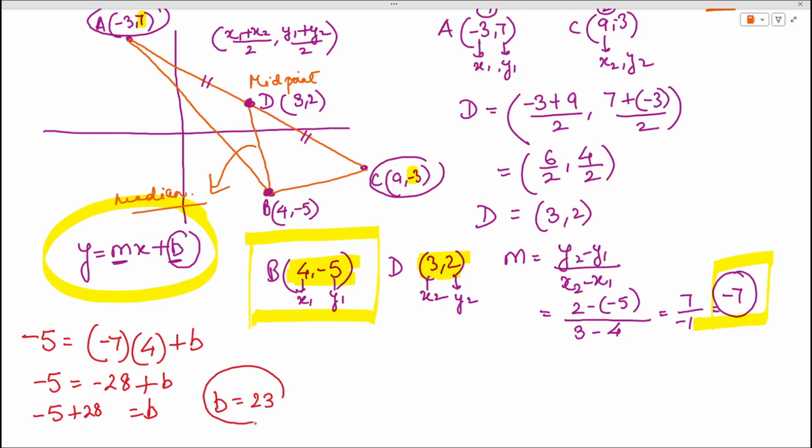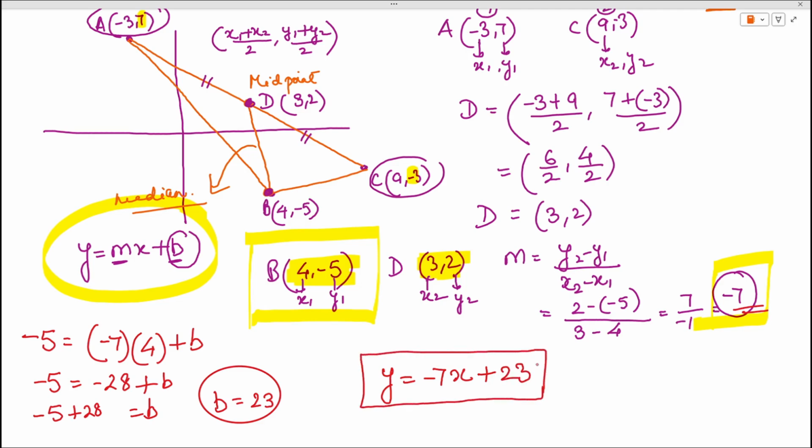We've got the value of b also, and we already had the value of m. So the equation of our median becomes y is equal to m, which is negative 7x, plus b, which is 23. So this is the equation of our median.